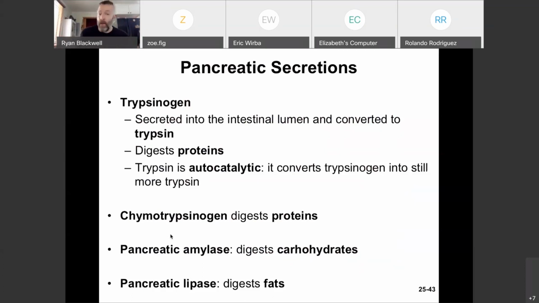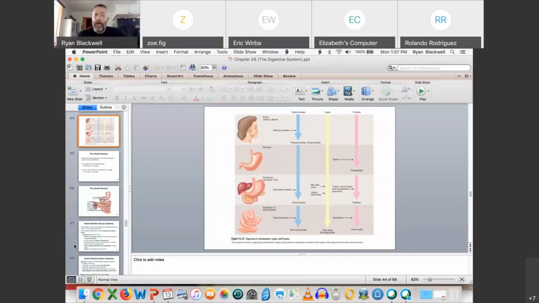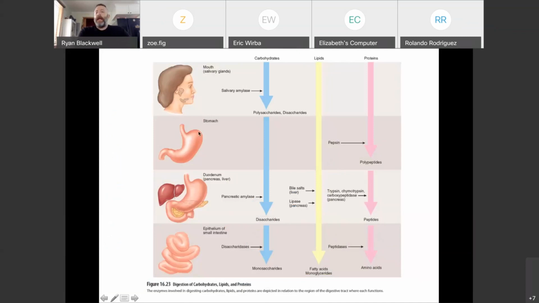Carbohydrates and fats for fuel, the proteins for making more cells, right, making more enzymes, etc. So the last slide I want to talk about before I open the floor to more questions is slide number 44. This slide does a pretty nice job summarizing the key digestive products associated with digestion, where they're produced, what they digest, where that occurs.